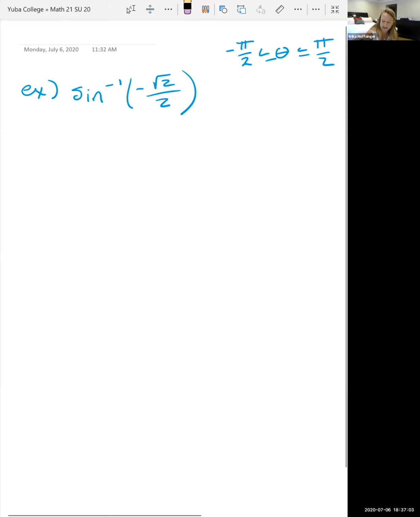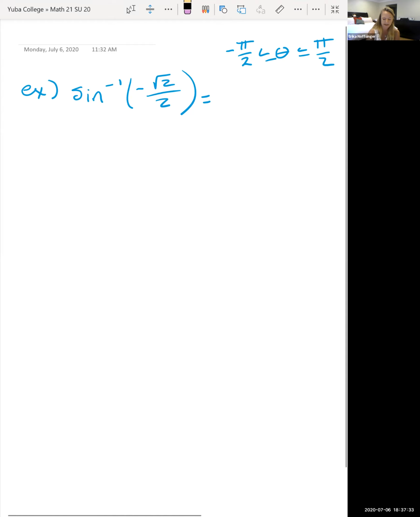Oops, and this is sine theta. I guess I can say theta. Okay, so I have to think about where sine is negative. I know sine is negative in the fourth quadrant, between negative pi halves and theta. And so I think to myself first, what value of sine gives me positive root 2 over 2, which I know is pi fourths, but I need to get down to the fourth quadrant.